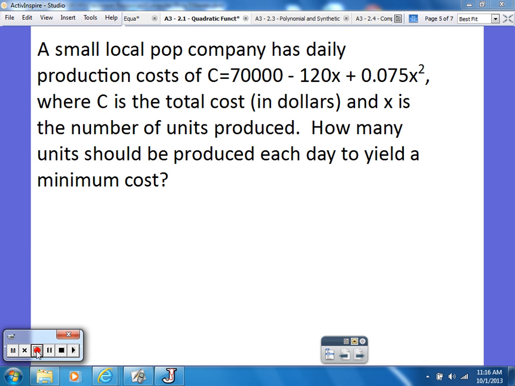Well, before I do that, what's this graph look like? What can you tell me about the graph based on just stuff you already know? It is a parabola, good. It's a good first start. What do you know about the parabola?